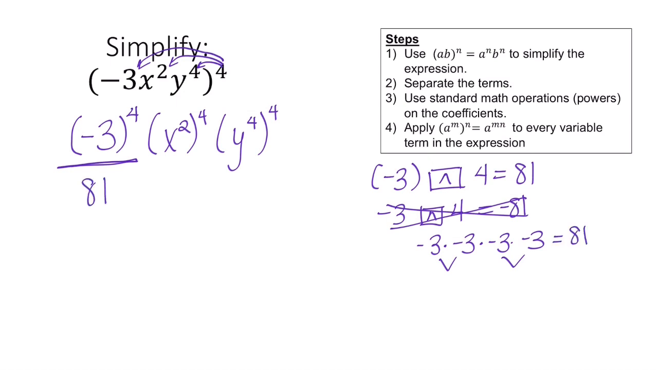And then we have x squared to the 4th, okay? So here's where we need those exponent rules. So we have x squared to the 4th, so those are going to multiply together. 2 times 4 is 8, so we have 81 x to the 8th. And then we have y to the 4th to the 4th. So once again, we're going to multiply those two powers, so we get y to the 16th. So that is how you simplify this problem.